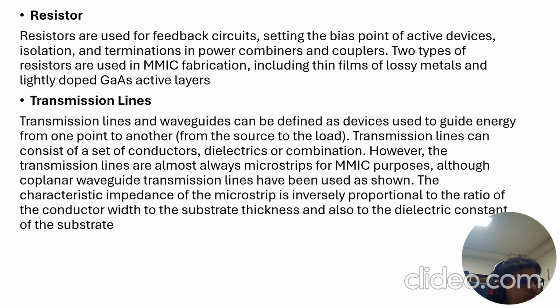Transmission lines and waveguides can be defined as devices used to guide energy from one point to another, from the source to the load. A transmission line can consist of a set of inductors, dielectrics, or a combination. However, the transmission lines are almost necessarily microstrip for MMIC purposes. Although couplers and transmission lines have been used for a long time, the characteristic impedance of the microstrip is inversely proportional to the ratio of the conductor width to the substrate thickness and also the dielectric constant of the substrate.